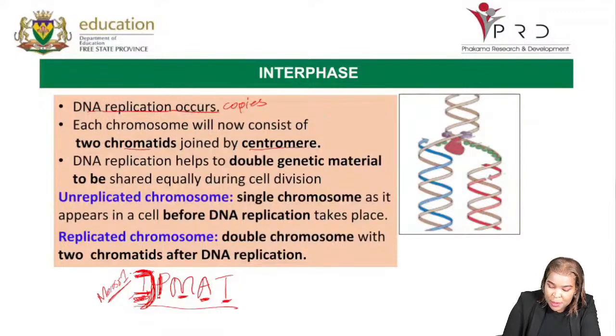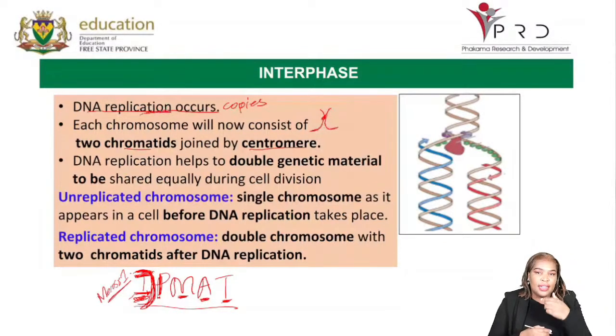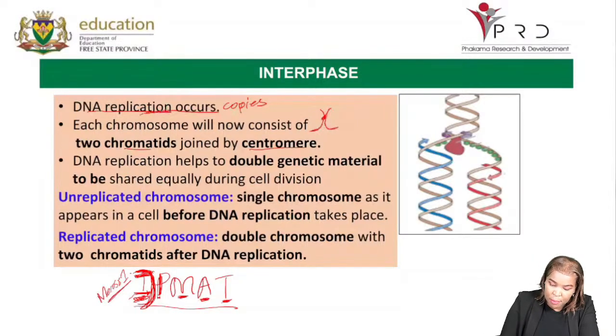So if the genetic material was singular like this, after DNA replication, because it is going to make a copy of itself, it is going to have something like this. So you have 1 chromatid, another chromatid joined together by a centromere. But in this case, DNA has copied itself, or doubled itself, in that way doubling the genetic material. Why do we need to have this genetic material doubled? You might remember, we need this genetic material to be doubled because it needs to be shared equally during cell division. So it helps us to have sufficient genetic material.